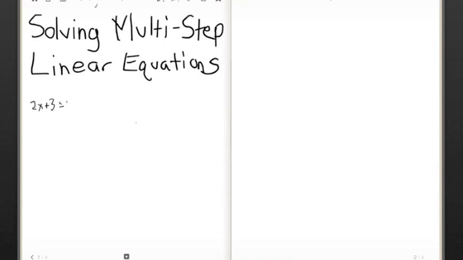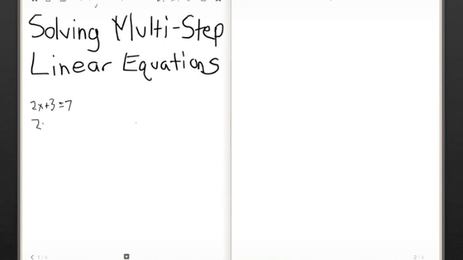Starting pretty basic, 2x plus 3 equals 7. So, we know we have to isolate x, but what do we do first? Well, first we're going to get rid of this plus 3 here. Now how do we do that? Well, we're going to move it to the other side.